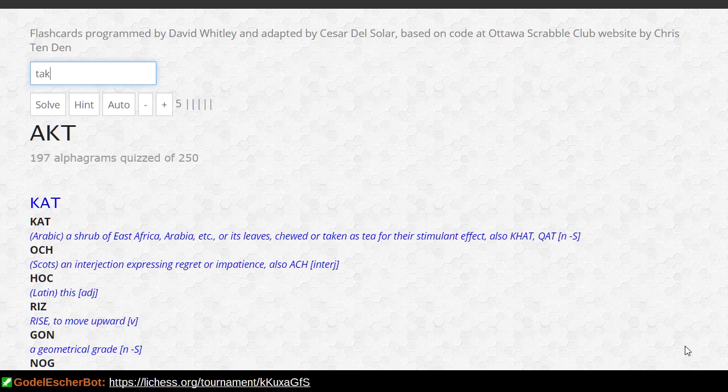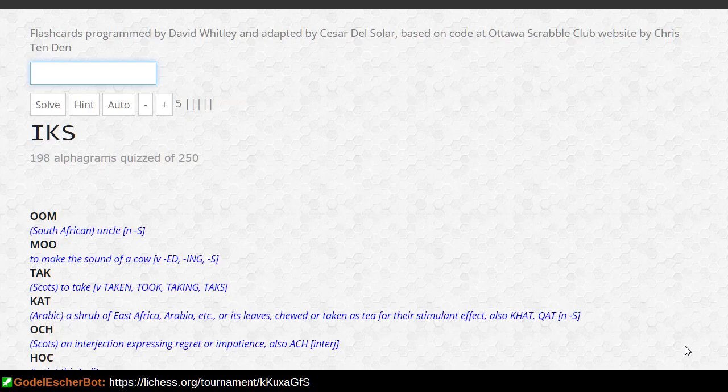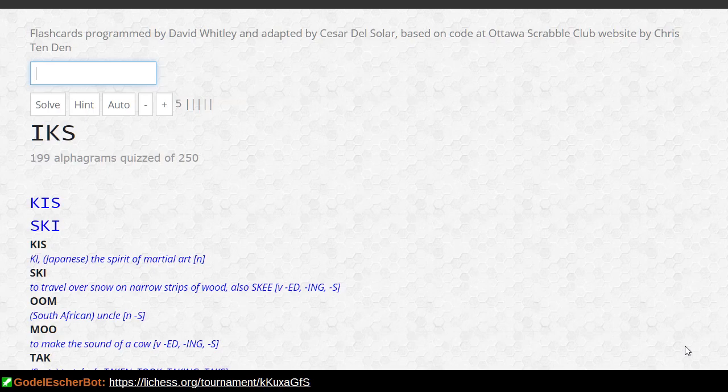Tack. Scott's dictionary, to take. Moo. Is oom valid? Uncle. Ski. Keys. Japanese spirit of martial art. Is S-I-K. Oh. Did not expect it to come from Australian, but okay. Means excellent. Do. A dove or pigeon.